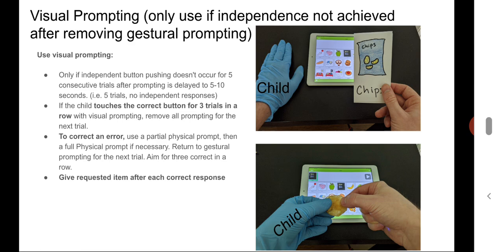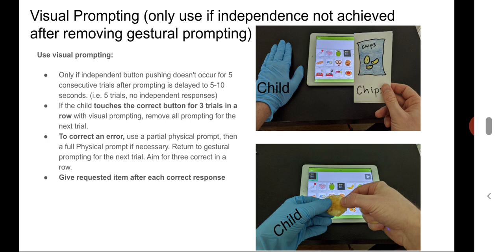So again, for correcting an error, I need to correct that slide. That's not the right slide. It should say use a gestural prompt, then a partial physical prompt, then a full physical prompt, and then return to the visual prompt for the next trial. Aim for 3 correct in a row. And also don't forget to give them the item that they requested after each correct response. I know this was a lot. That's the last slide.